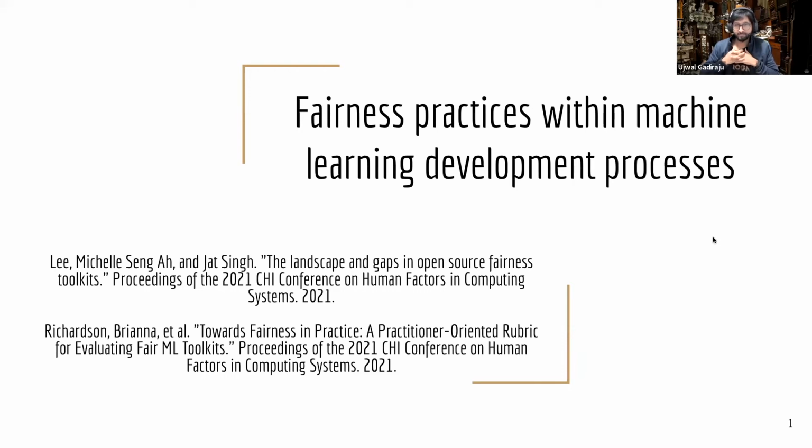Yeah, so I chose two papers which are on the same topic, and they were both actually accepted at CHI last year at the same time. And I think it's quite interesting to present them at the same time because the methods they used are different, but their results are actually pretty similar. They are both about fairness practices when developing machine learning models, investigating these practices and the limitations when using especially fairness toolkits.